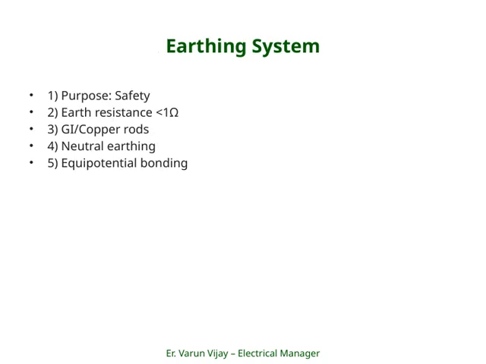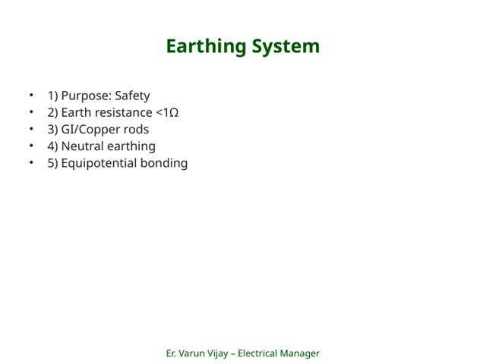Let's talk about the earthing system. First and foremost, the main purpose of the earthing system is safety. It's designed to protect both people and equipment from electrical faults. When we talk about safety, having an effective earthing system helps prevent dangerous electric shocks and reduces the risk of electrical fires. Now, an important technical aspect is the earth resistance, which should be less than 1 ohm.